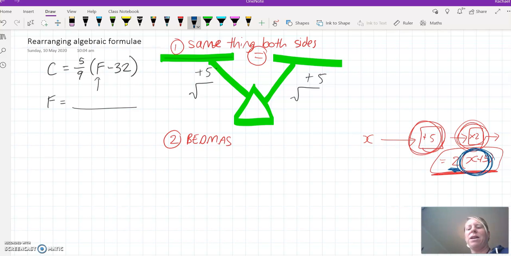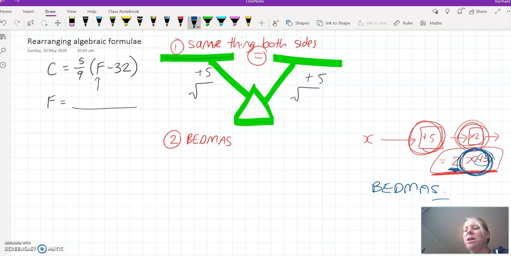The other way to think about it is BEDMAS. You need to think about brackets, exponents, dividing, multiplying, adding and subtracting. You're going to need to remember BEDMAS, and remember that I can't just go minusing 5 from that, because I need to do brackets first.